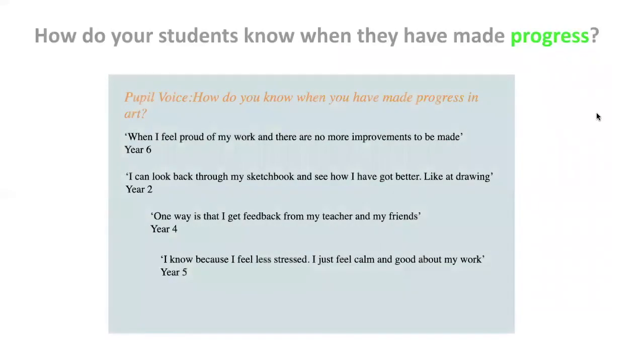So here are some answers that I've had when I've asked students before, bearing in mind that I don't mark sketchbooks, I don't give formal or formative, summative assessment grades or levels. Students say things like, when I feel proud of my work and there are no more improvements to be made. So that is a student really trusting themselves to take ownership over their own learning. I can look back through my sketchbook and I see how I have got better, like at drawing. One way is that I get feedback from my teacher and friends.